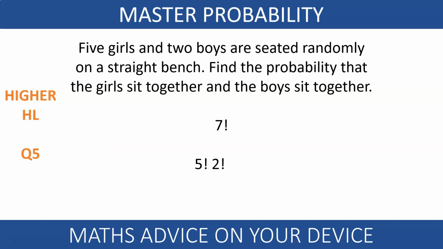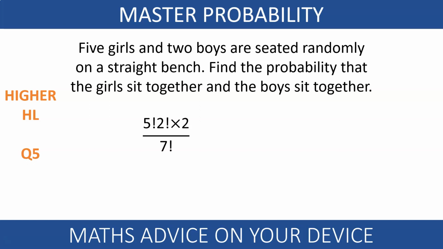Now, the number of ways for girls and boys to sit together is the product, and "and" means times in probability. That is 2 more marks for you. They sit on a straight line, so you can either have 5 girls followed by 2 boys or 2 boys followed by 5 girls. So you should multiply that by 2. That is another mark. The probability that boys and girls sit together is that fraction.